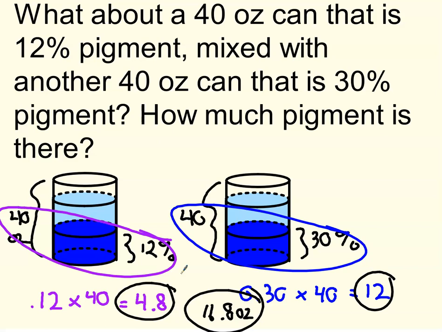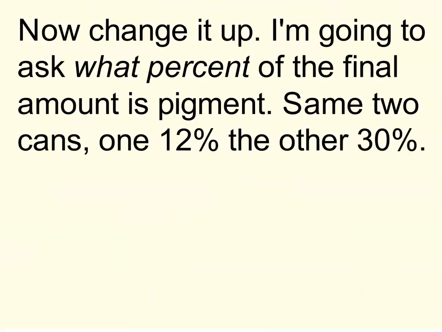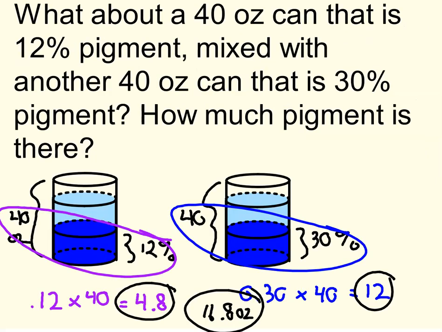Okay, so again, what we ended up doing was taking the amount of pigment in each one and adding them together. Okay, so now we're going to change it up. I'm going to ask what percent of the final amount is pigment. Okay, so same two cans. One is 12%, one's 30%. Okay, so I'm looking back over here at the cans. Same two cans. And what percent of the final amount is pigment?